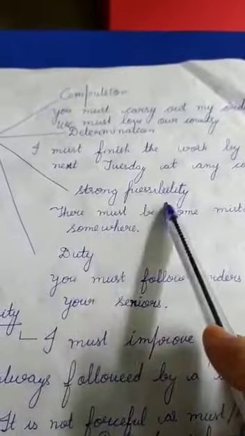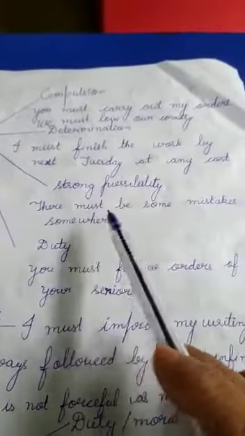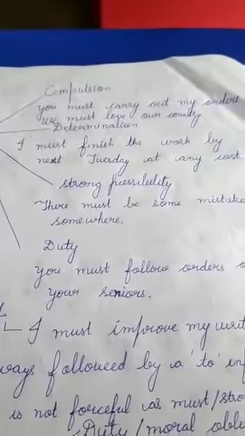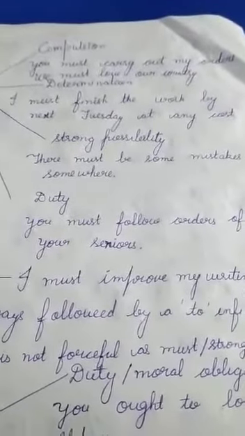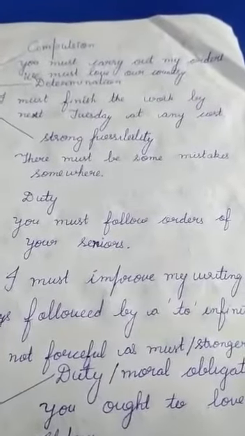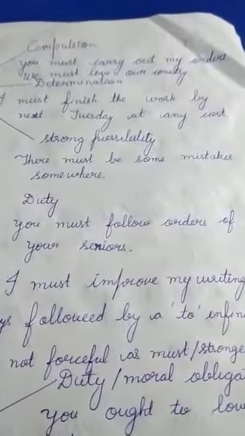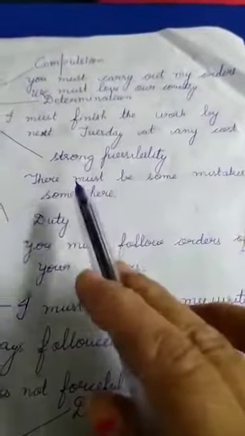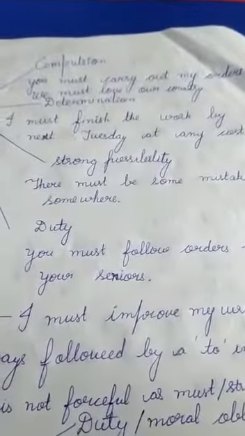Next, to express strong possibility. There must be some mistakes somewhere. For example, if a student is unable to solve a maths sum, then he would think, in this way, there must be some mistakes somewhere. That's why he could not solve his or her sum.